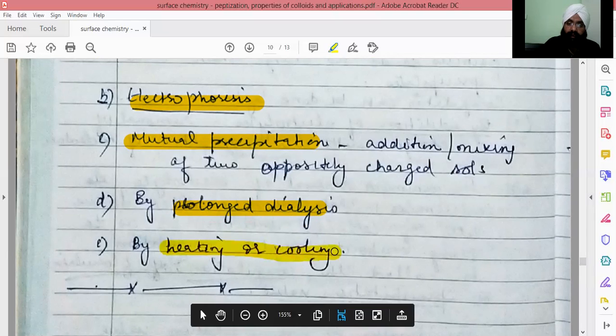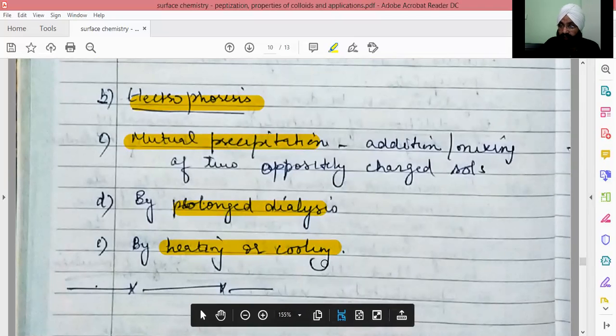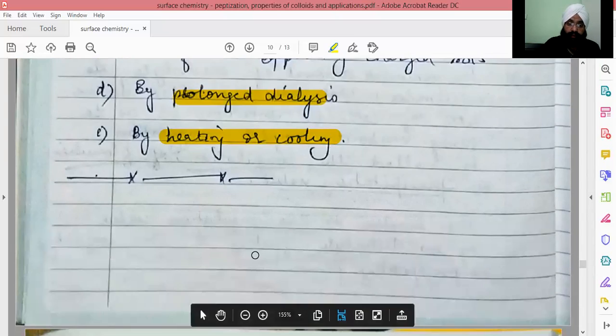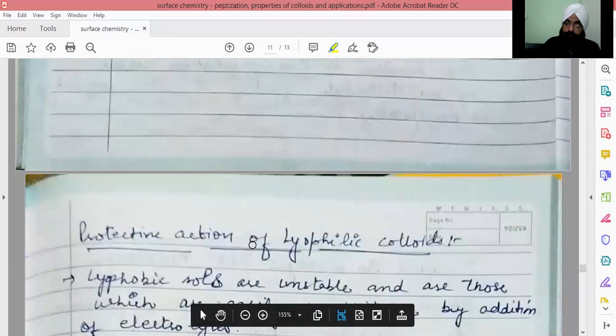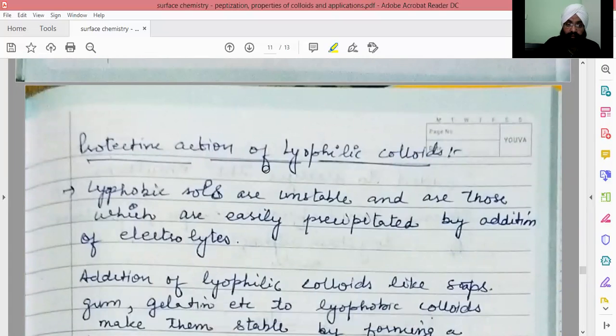By heating or cooling, like in the case of milk, which is a colloidal solution. We heat it, we get the cream over it, the precipitate of its colloidal particles. And by cooling, if we keep the milk in the fridge, we obtain the colloidal particles precipitation over it. So these are the methods by which coagulation can be obtained.